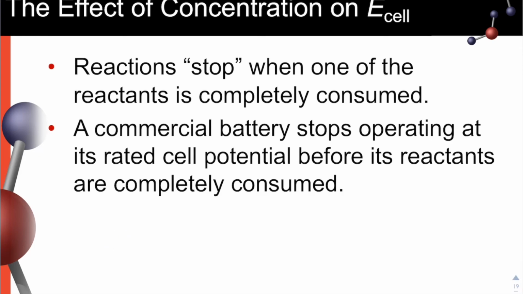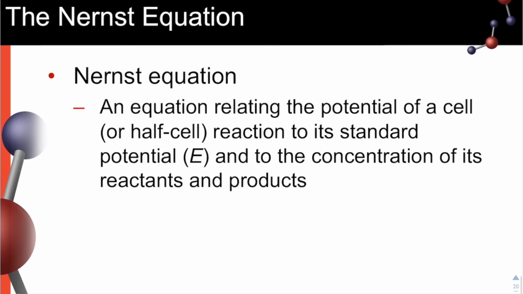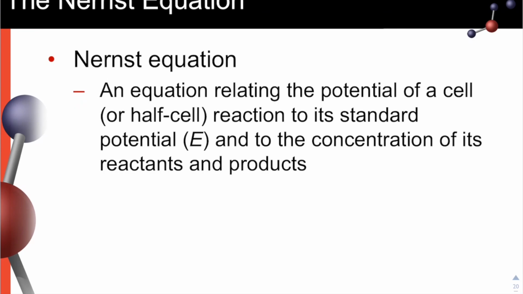Reactions stop when one of the reactants is completely consumed. A commercial battery stops operating at its rated cell potential before its reactants are completely consumed. And that's just the nature of the battery. So the cell potential of voltaic cells is determined by the concentrations of reactants and products. This depends on concentrations. And let's take a look at the Nernst equation to see that.